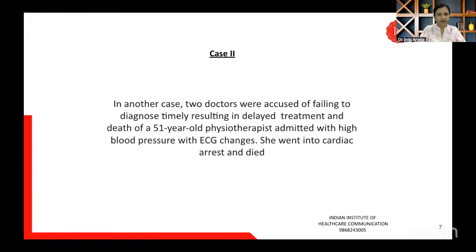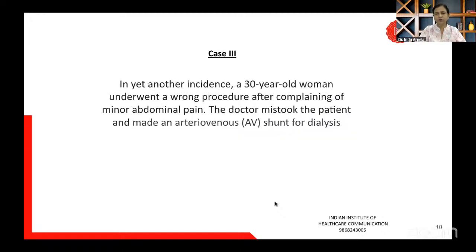This is another case, again from one of the very premier hospitals of Delhi. Two doctors were accused of failing to diagnose in time a condition where the patient had high blood pressure with ECG changes. She was a physiotherapist actually, and because she was not diagnosed on time, that led to a delay in treatment and unfortunately the death of the physiotherapist. She went into cardiac arrest and she died. Again, this case was in the news for quite some time.